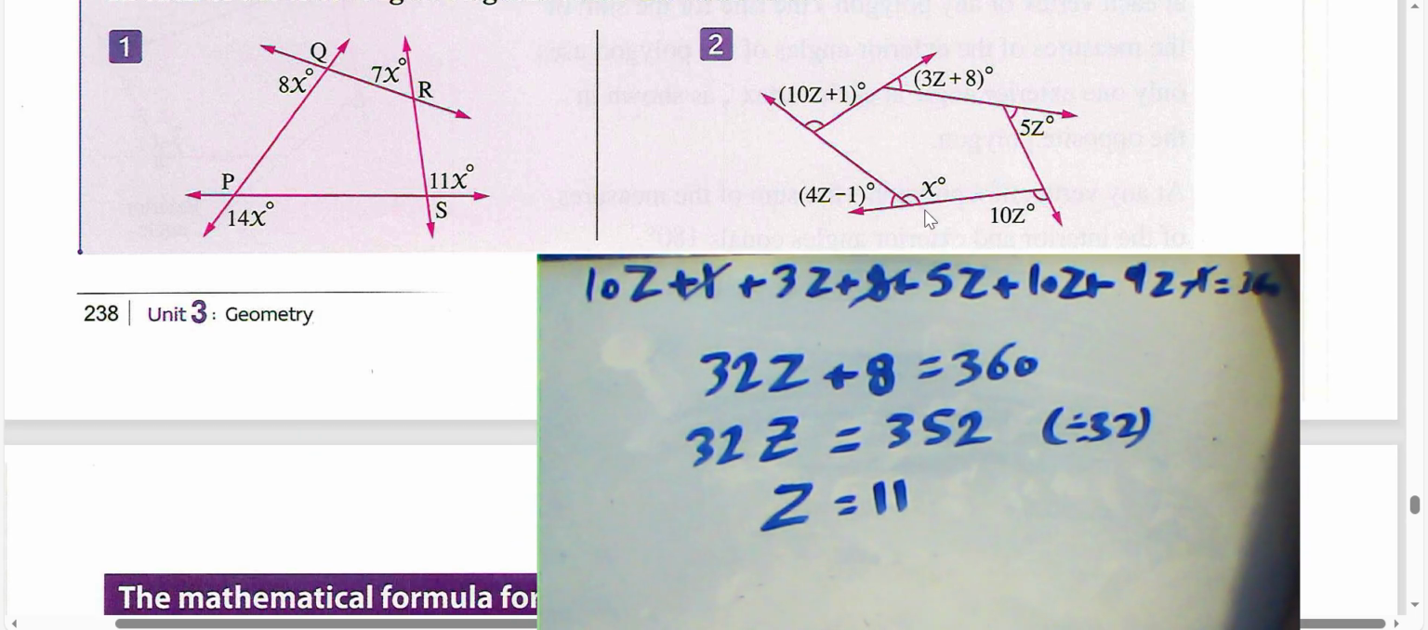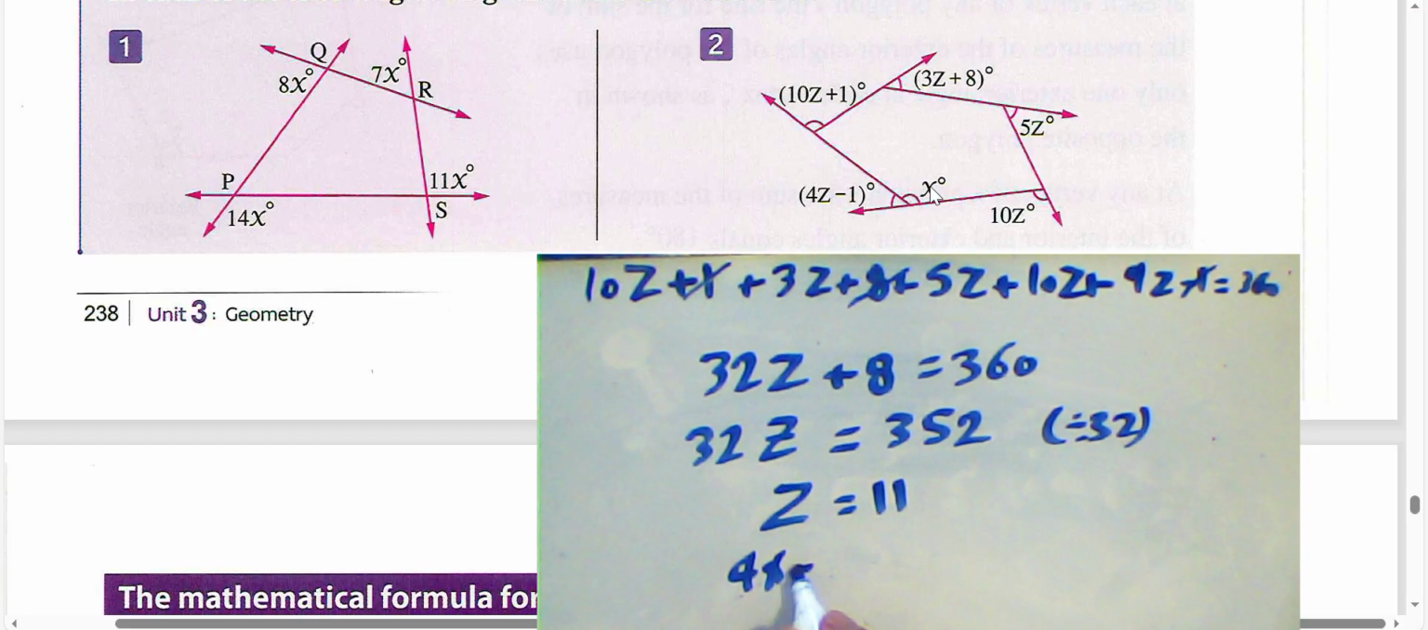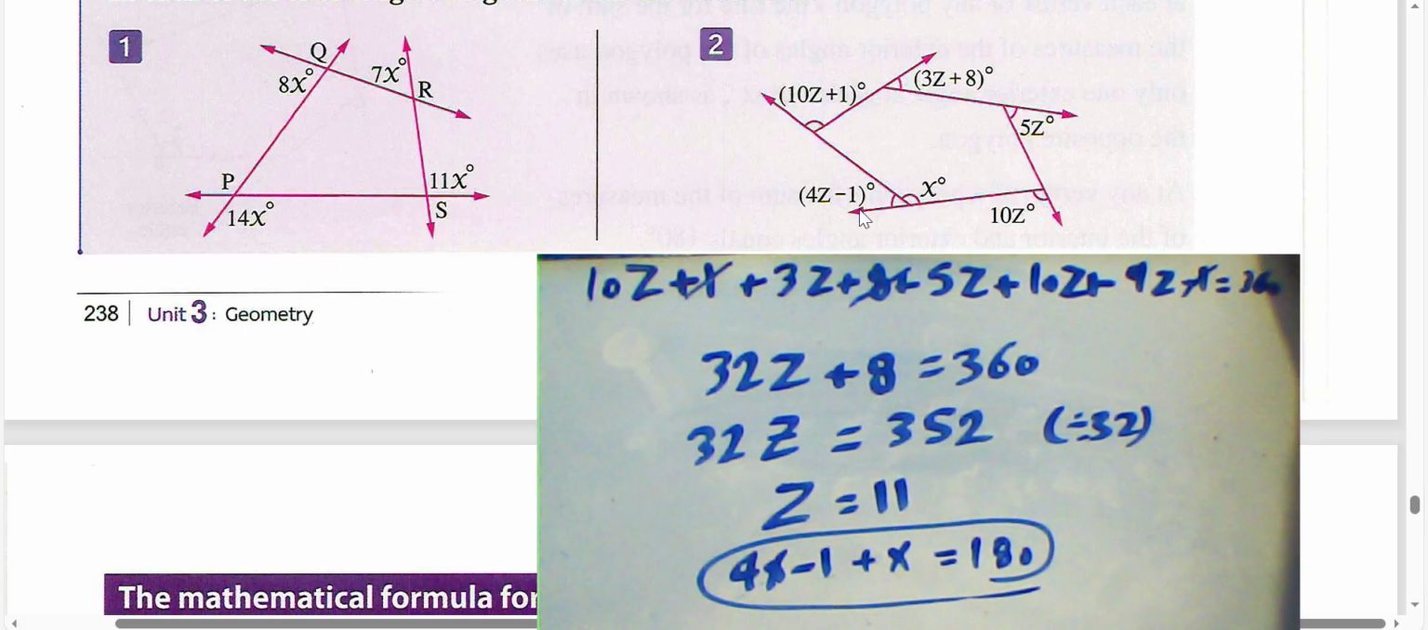We have x and 4z minus 1 on the same straight line. We call these supplementary angles. The sum of them equals 180. Look here: 4z minus 1 plus x equals 180. We know this property because the sum of two angles with consecutive sides like this equals 180.